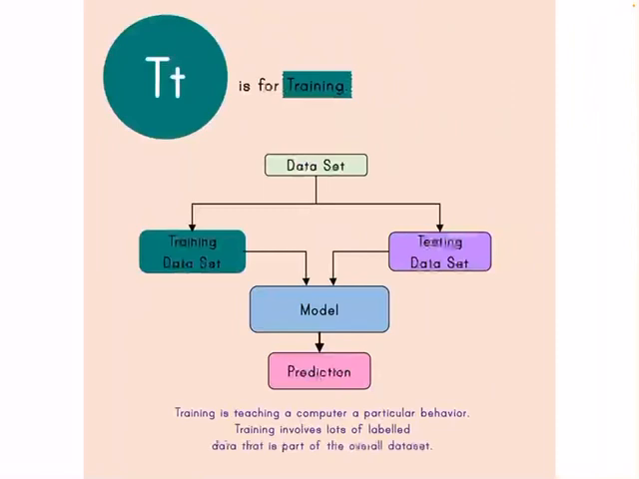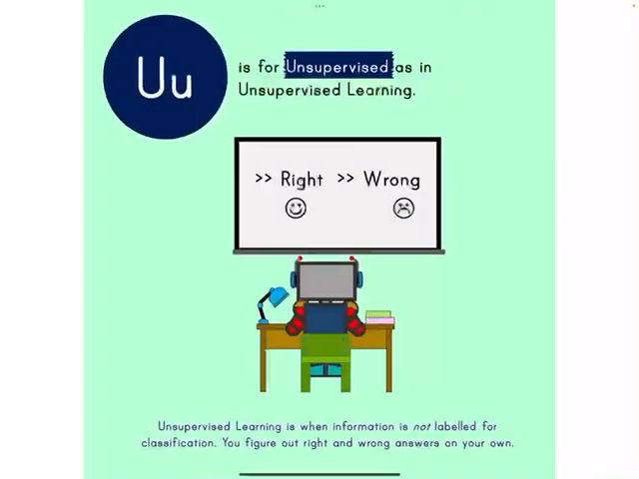T is for training. Training is teaching a computer a particular behavior. Training involves lots of data being fed to the computer, and then the computer uses the training data set to create the model. The model is then used to come up with a prediction, and then you use the test data to make the prediction perfect.